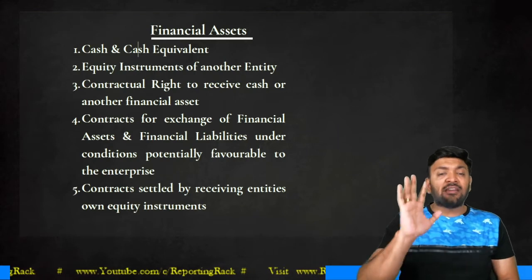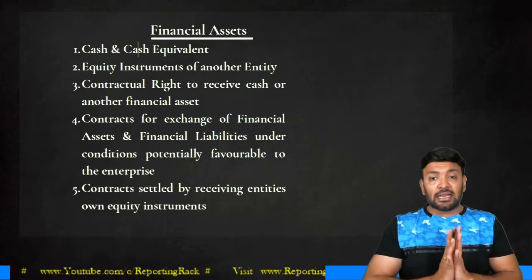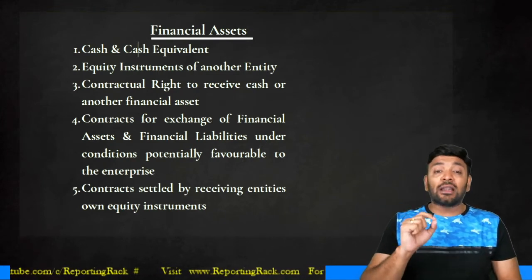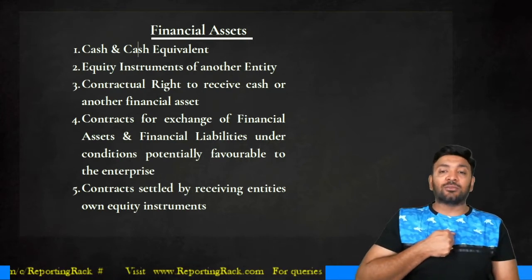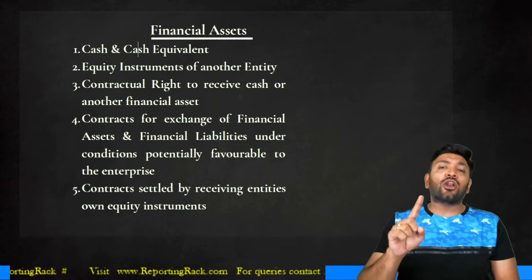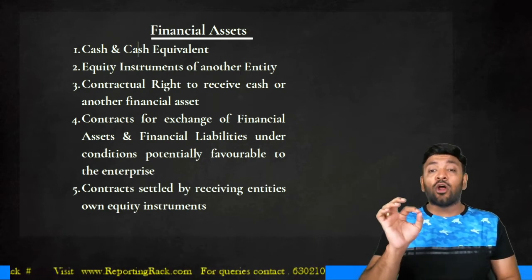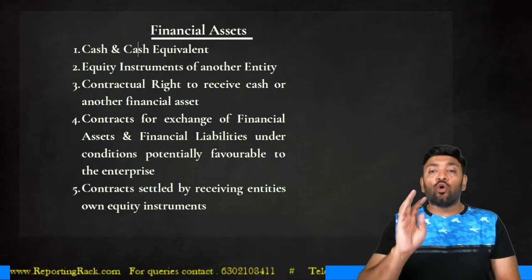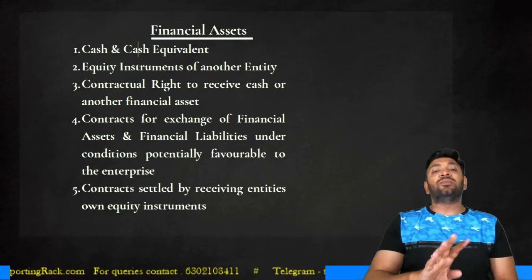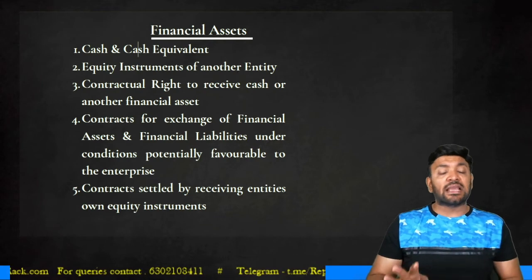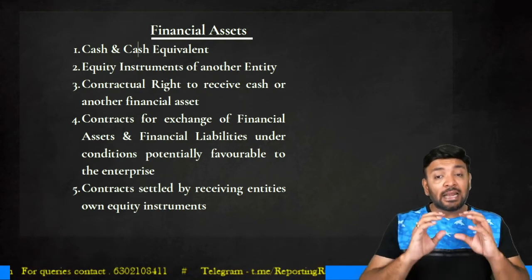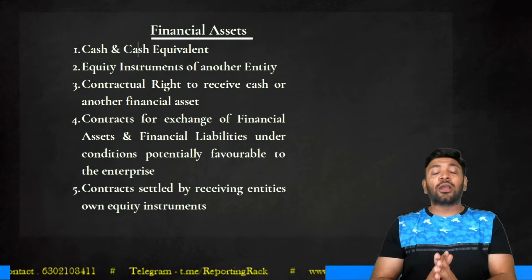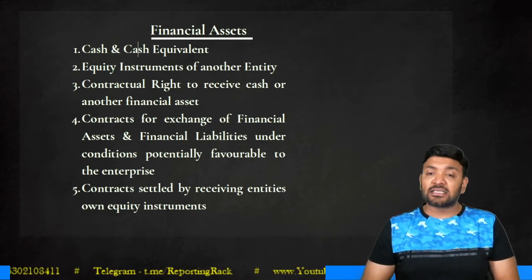The last point, point number 5 under financial assets, is irrelevant for us. I'll tell you why. Contracts settled by receiving the entity's own equity instruments. Now, if you know the Companies Act, you cannot receive your own equity instrument because it would normally be accounted for as a buyback. A buyback is restricted under the Companies Act, and is possible only subject to certain conditions. Therefore, under a contract, you are not entitled to receive your own equity instruments. So I'm saying it is irrelevant because the Companies Act in India restricts you from doing that.